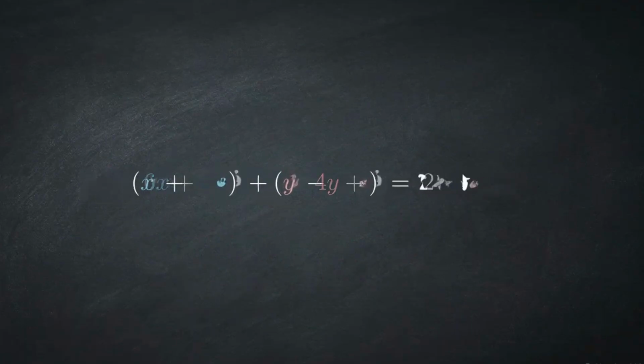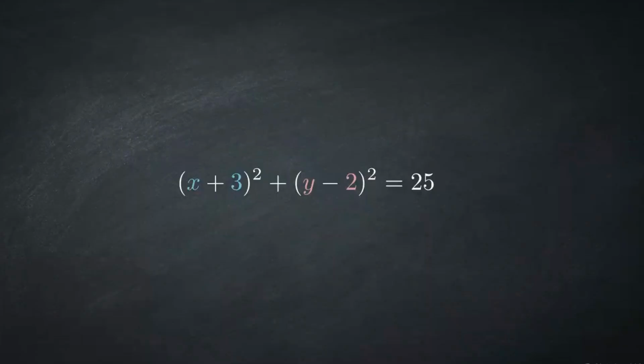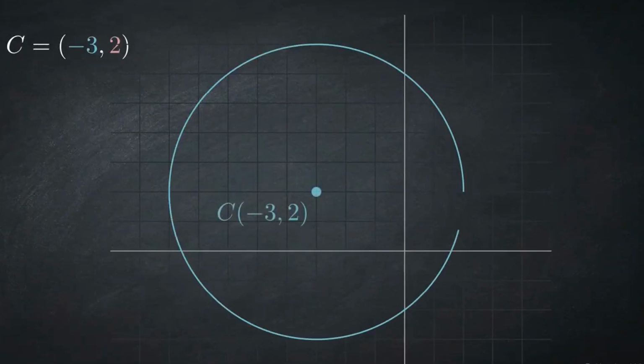This results in the quantity (x + 3)² + (y − 2)² = 25. By isolating the values within the brackets and inverting their signs, we find the coordinates for center C: (−3, 2).